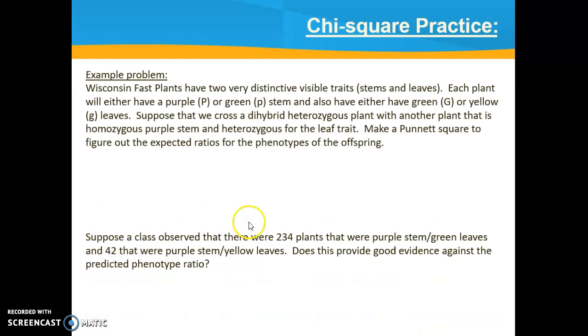Okay, so that's just a quick refresher of how to do a chi-square problem. Now, this is a practice problem, taking this and applying it to genetics. So pause the video here, take a minute and read this problem. The first part is having you do a Punnett square. This is going to be a dihybrid, so one of those bigger Punnett squares. So take a minute, pause the video, figure out your Punnett square, and then we can take a look at the answer in a second.